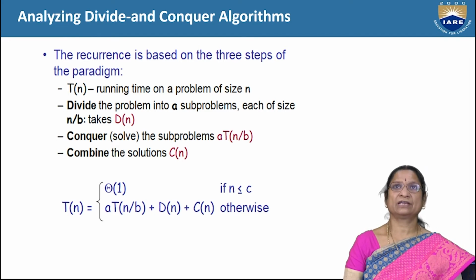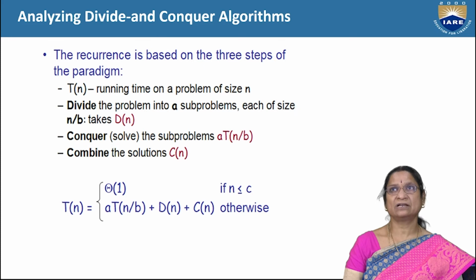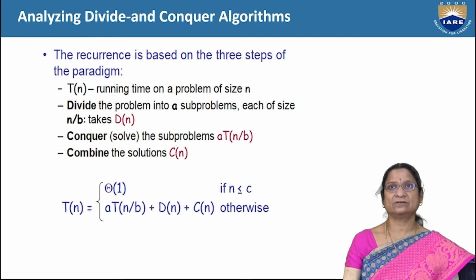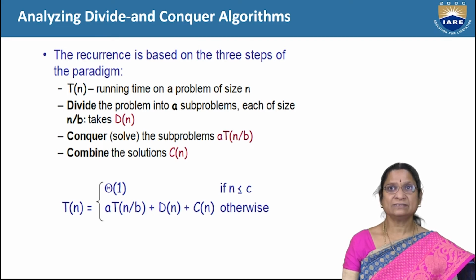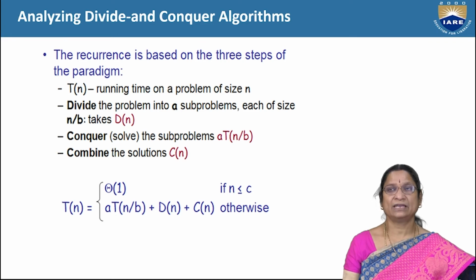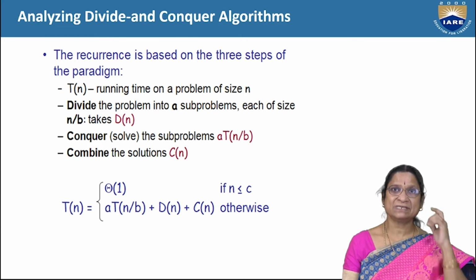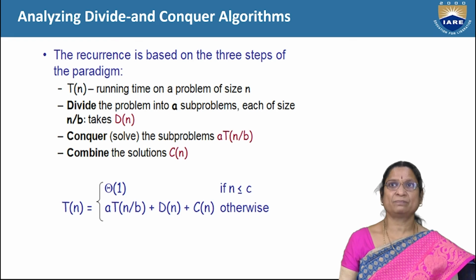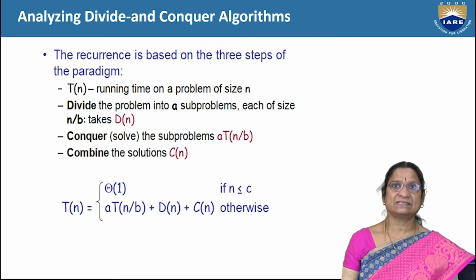So the divide and conquer based quicksort takes less time compared with the other incremental algorithms discussed earlier. The recurrence is based upon the 3 steps. For any algorithm using the divide and conquer technique, while analyzing the algorithm we can use a recurrence relation, based upon the recursive process we are considering. So the recurrence is based upon the 3 steps. T of n is the running time of a problem of size n, and we divide the problem into a subproblems, each of size n by b.